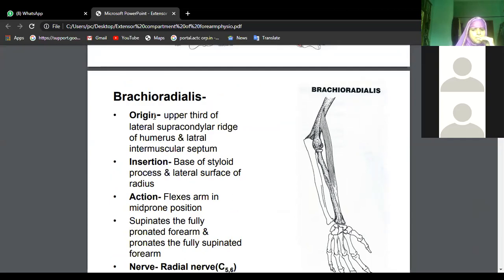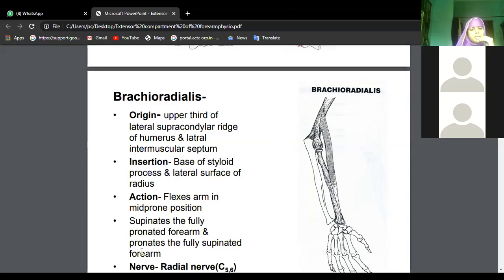The first muscle arises from the upper third of the lateral supracondylar ridge or line of the humerus, and the lateral intermuscular septum. This brachioradialis is getting inserted at the base of the styloid process. The styloid process of which bone here? This is lateral aspect, so that means the styloid process of the radius, the lateral surface of radius.